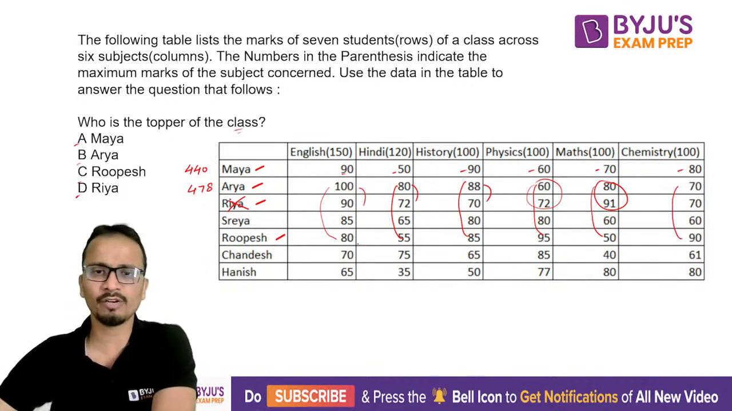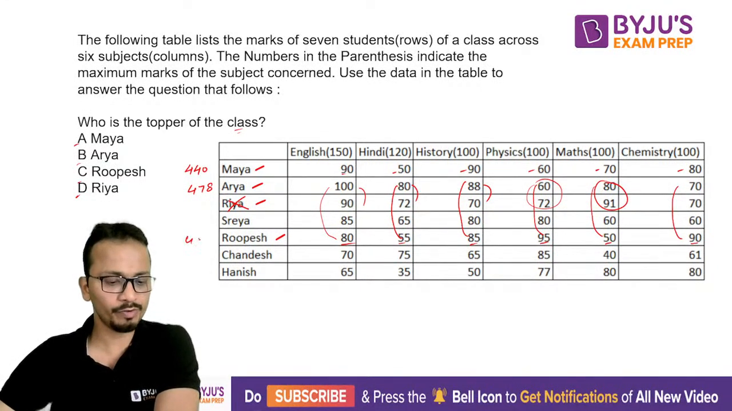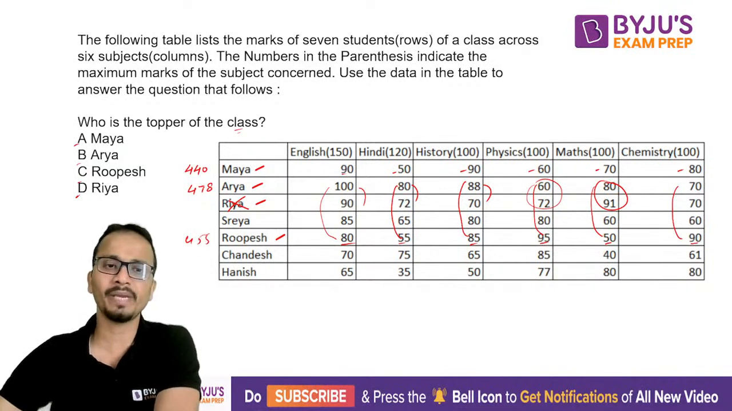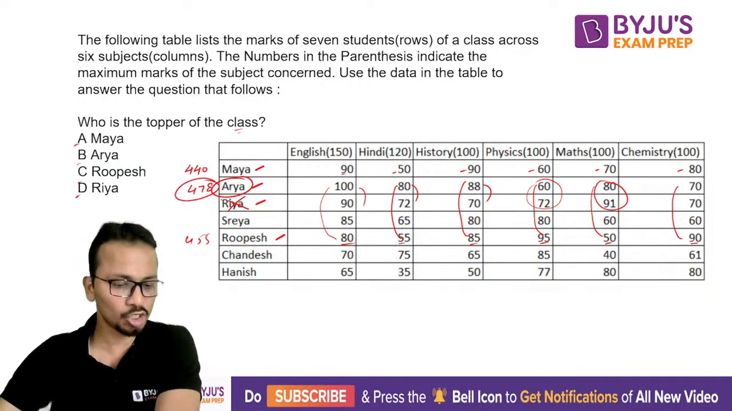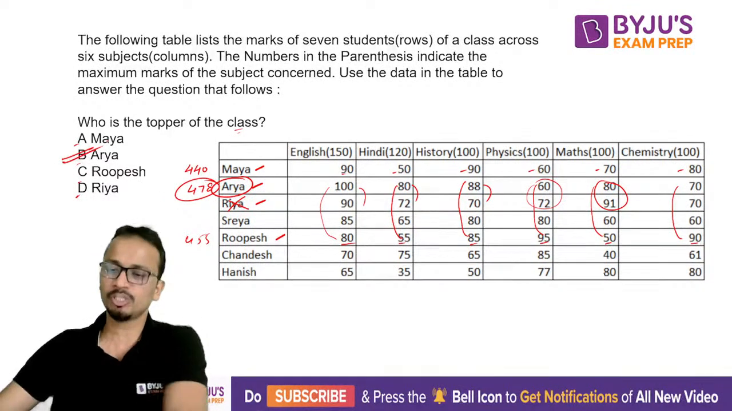So let's calculate for Rupesh. 80 and 55, 130, 135, 140, 220, 310, 360, and 455. So 455 is for Rupesh. So yes, Arya is the topper here. So the answer will be Arya, and that is option B.